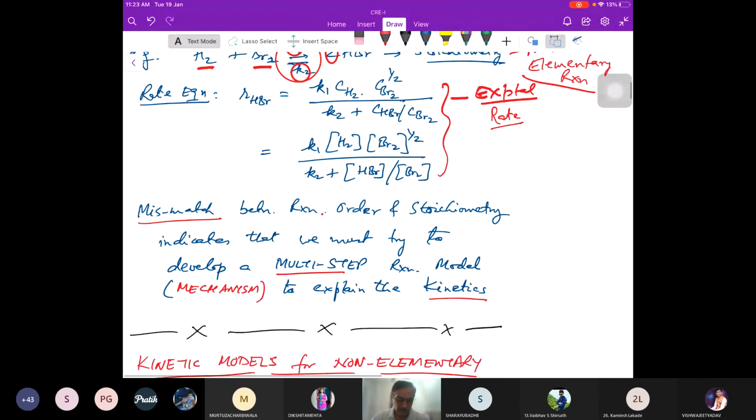ठीक है? So mismatch between reaction order and stoichiometry indicates that we must try to develop a multi-step reaction model or mechanism to explain the kinetics, to explain the rate equation. Kinetics is rate equation. ठीक है? Any doubts on this part? Why do we need to develop mechanism for non-elementary reactions?